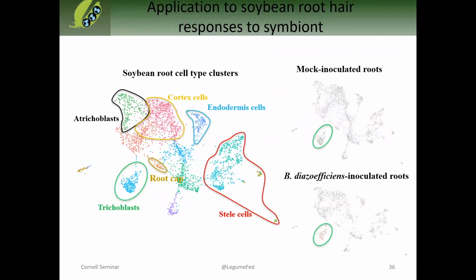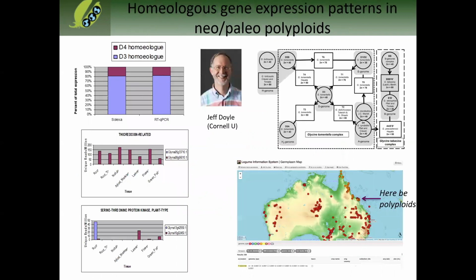Similarly, in soybean, which is a paleopolyploid, we're able to do a similar thing: figure out what the clusters represent, and then start to look at effects of treatments like inoculation with symbionts and show differential expression between the genes that are in the same cluster but being affected by the treatments differently.